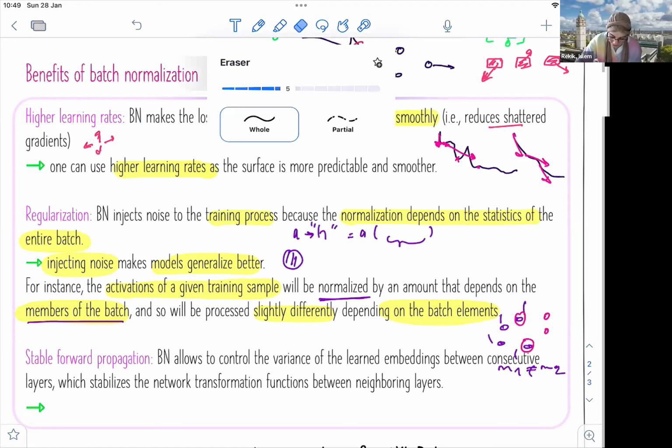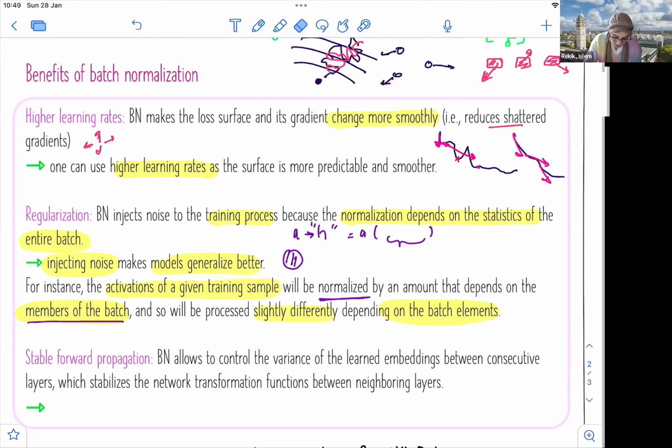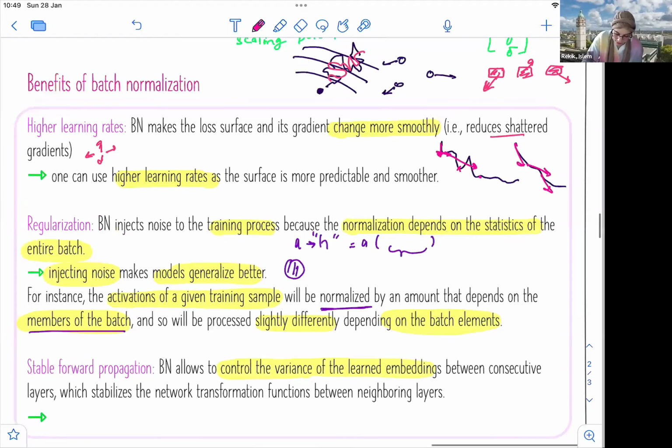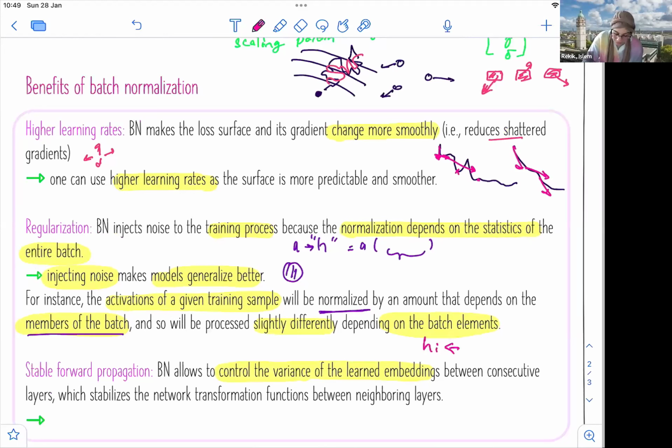So in this case here, BN allows us to control the variance of the learned embeddings. And this is through the scaling and the shifting. So we are controlling the HI. So here it receives gamma HI plus delta, right? So at each layer, going from layer K to K plus 1, we are controlling the distribution of the embeddings. So this allows for a stable forward propagation through the scaling and shifting that is learned at each layer.